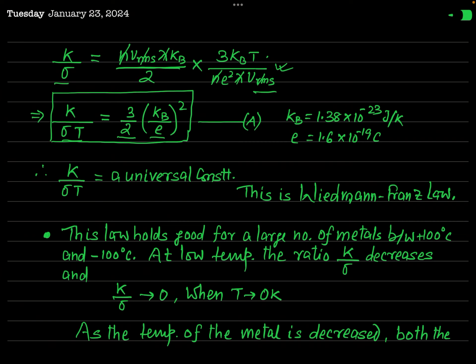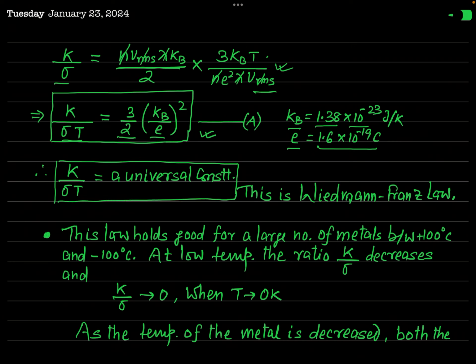Now you can see kB, the Boltzmann constant, a universal constant with the value 1.38 × 10^-23 joule per Kelvin, and e is the electronic charge, with the value 1.6 × 10^-19 coulomb. Since kB and e are both universal constants, the RHS of this equation A is a universal constant, and therefore you can say that K by sigma T is a universal constant.